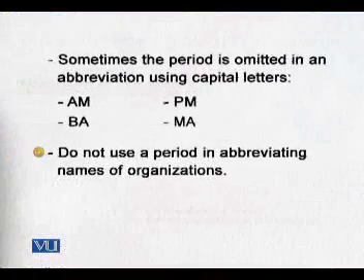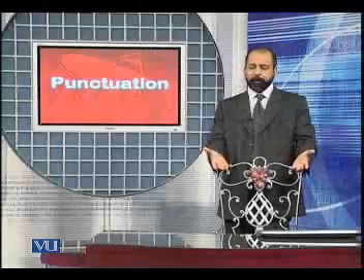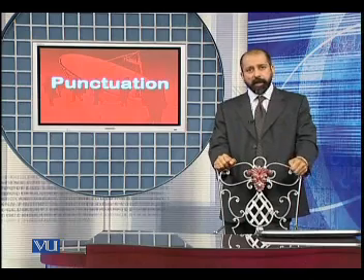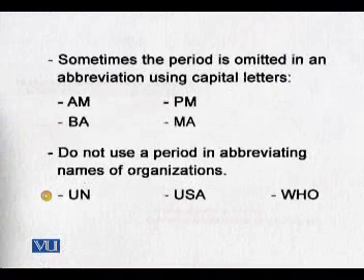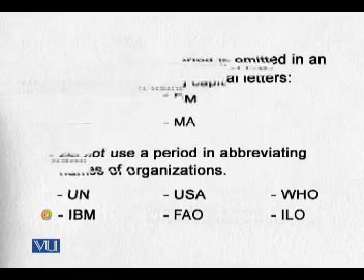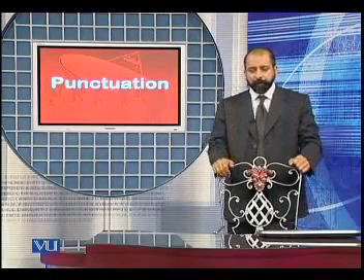Second category, for example, international organizations, which are abbreviated. For example, United Nations. There is no need to write U dot N dot. Simply U and N together without any full stop or period. Some examples I have given for your reference, like UN, as I told you before. USA, there is no need to put any dot inside, U dot S dot A dot, no need, it will be superfluous. Then WHO, IBM, FAO, ILO. So this is how we do not introduce a period in such abbreviations, which we use in uppercase.